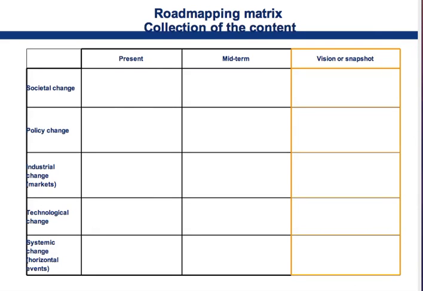A useful instrument is this simple but handy table, where you have the dimensions on the horizontal axis and vertically present, midterm, and future. The future could be the vision or whatever snapshot about the future you want to analyze. Starting with the right-hand column, describing the vision or the snapshot for which you want to develop a roadmap, you can then go to the present to collect data on where we are today, and then to analyze how in the midterm one could move from the present to a possible or desired future.